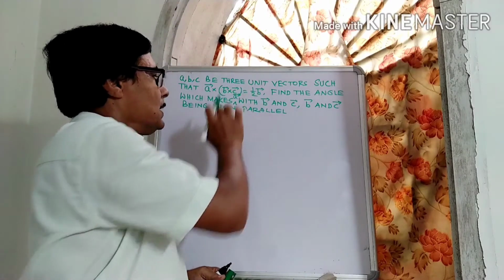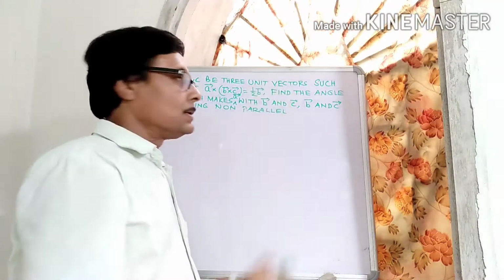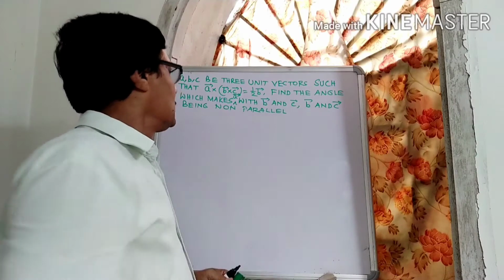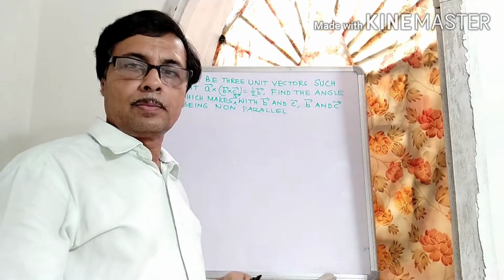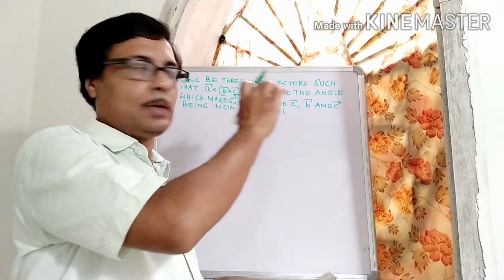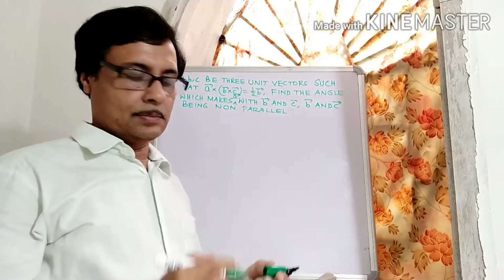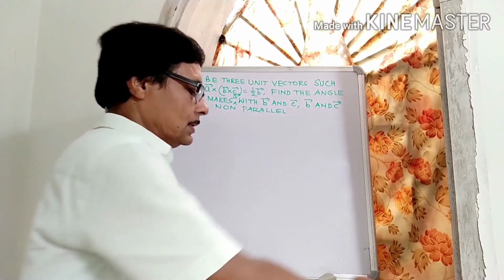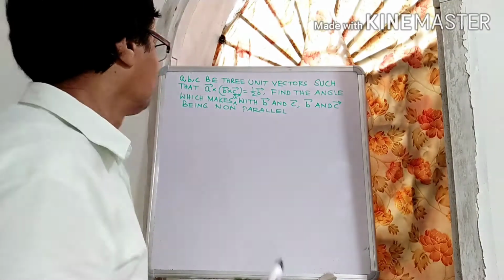B and C are also non-parallel vectors. We have to find out the angle between A and B, and A and C. Now we start the solution.